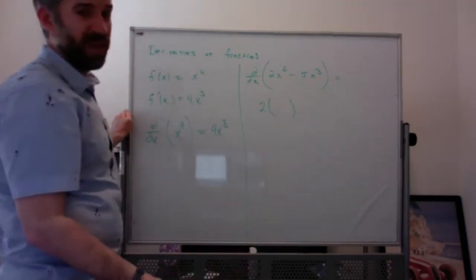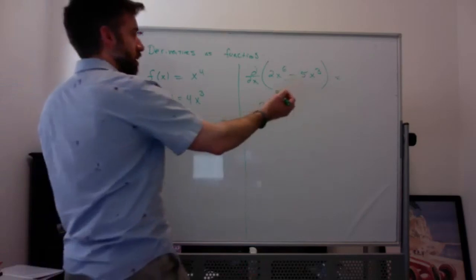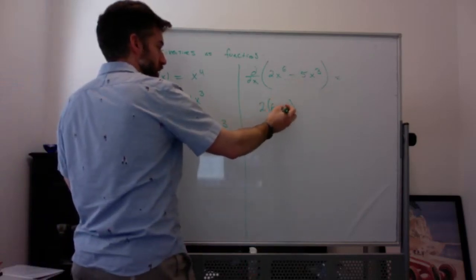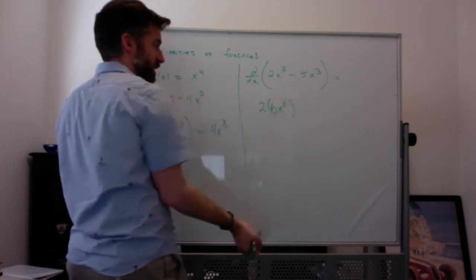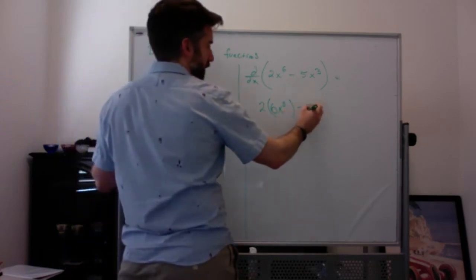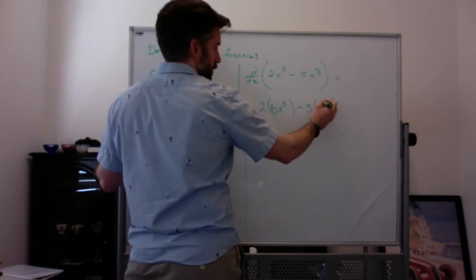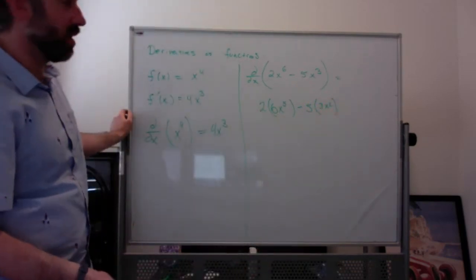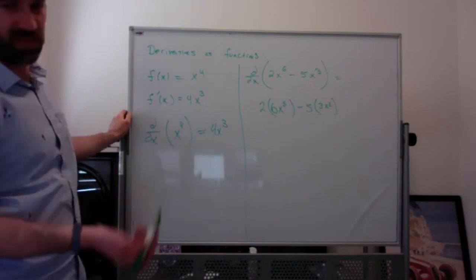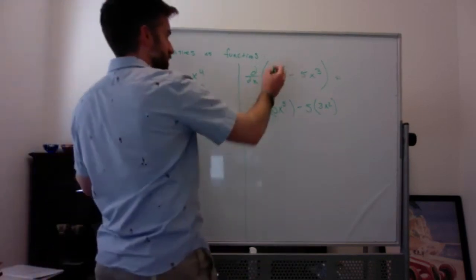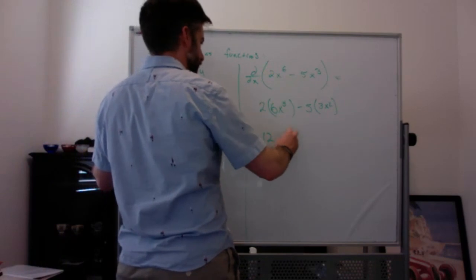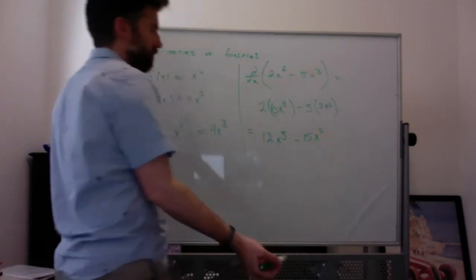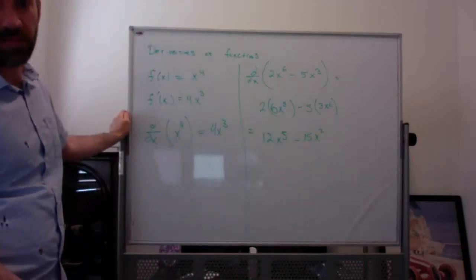So what's the derivative of x to the 6th? 6x to the 5th. Minus 5 times, what's the derivative of x cubed? 3x squared. What ends up happening in practice is you don't really say it's 2 times 6x to the 5th. You just say the 6 is going to multiply the 2, and you get 6 times 2 is 12x to the 5th, minus 5 times 3 is 15x squared. And that's how you would find the derivative of a function like that.